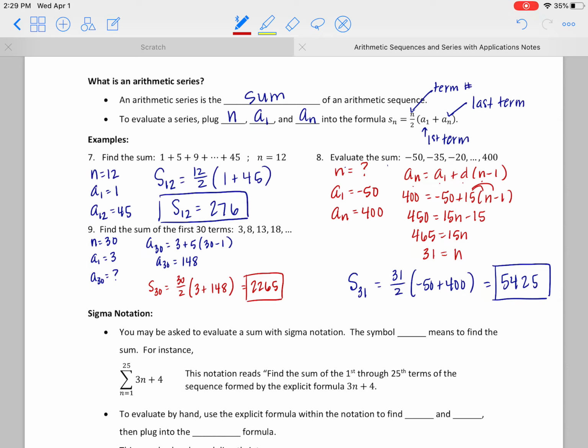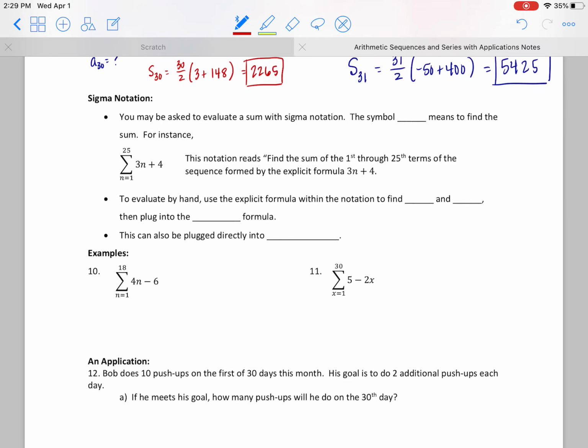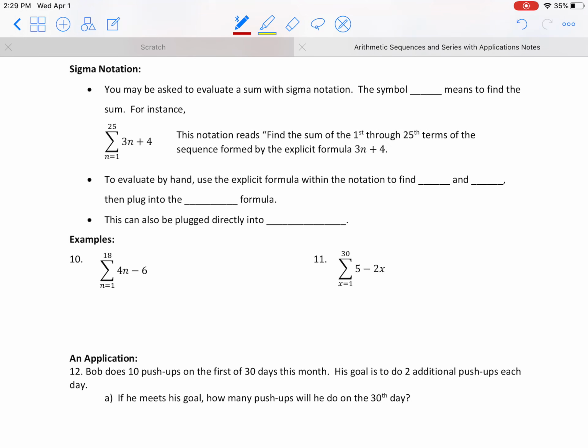Okay? So it's a formula, sometimes really straightforward to use, like on number 7. Sometimes you've got to use the explicit formula first. Now there's a long way to do each of these, right? If you just wanted to make the entire list of numbers and add them all together, you could absolutely do that, but the formulas are to help us shortcut that process.